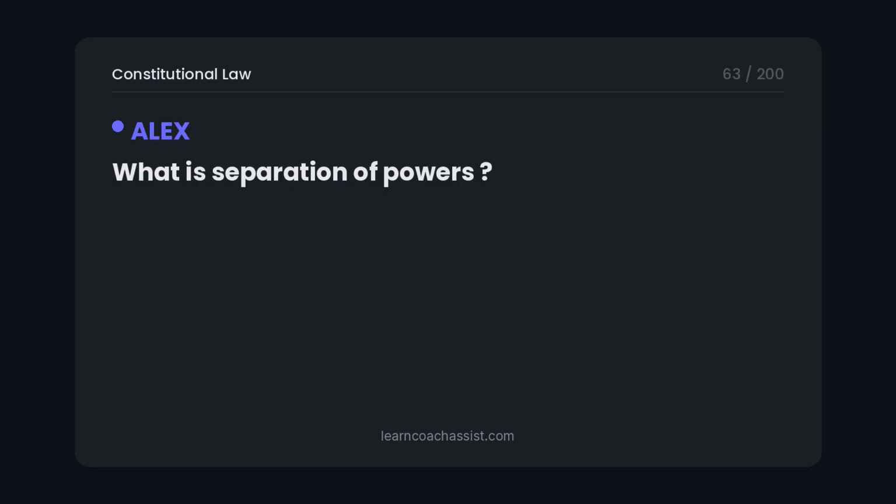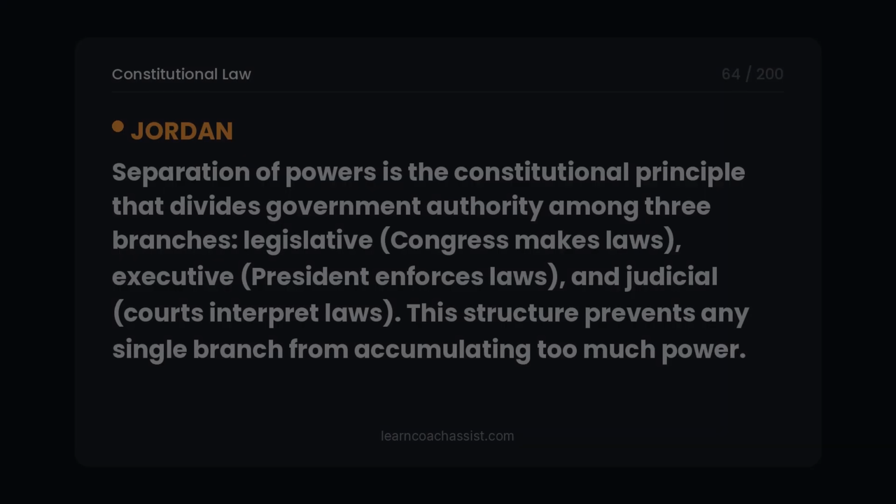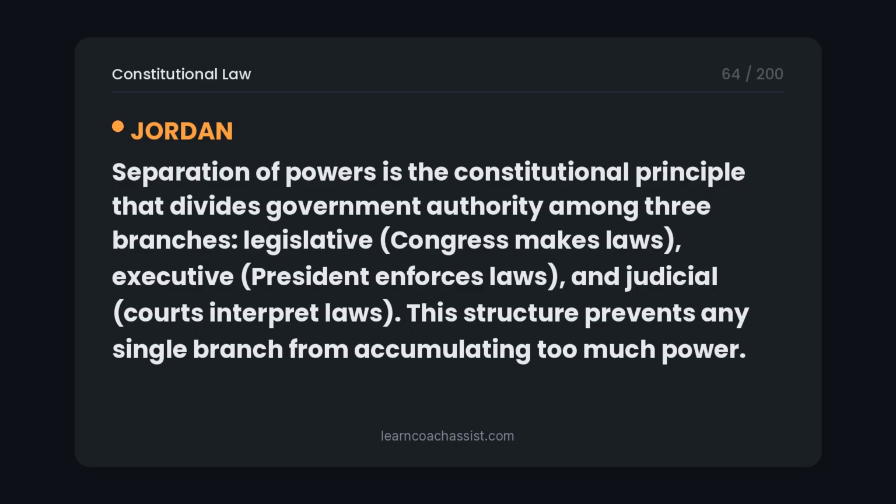What is separation of powers? Separation of powers is the constitutional principle that divides government authority among 3 branches: legislative, Congress makes laws; executive, President enforces laws; and judicial, courts interpret laws. This structure prevents any single branch from accumulating too much power.